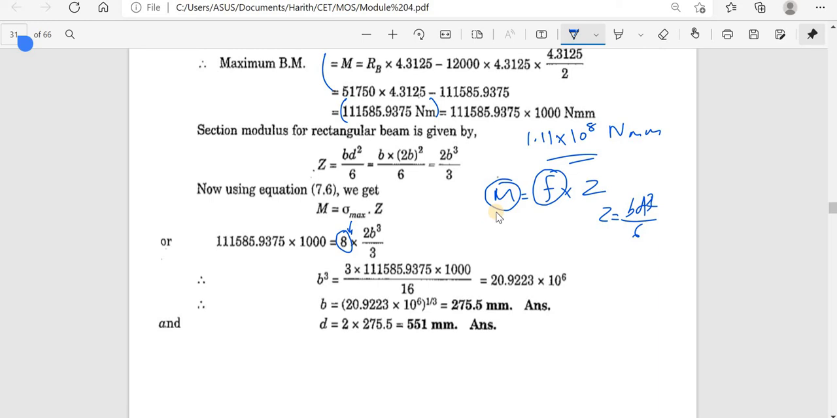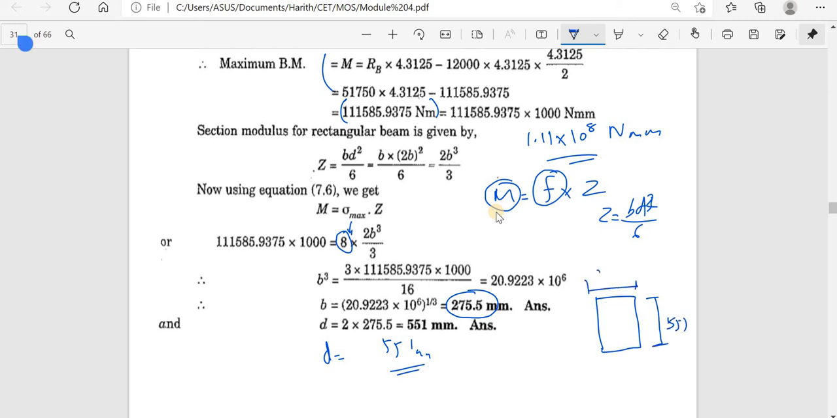I am getting b cube as 20.923 into 10 raised to 6. Taking the cube root, it will be 275. And d will be 2 times that, which is 551 mm. So by this way we have found the dimensions of the beam. Our beam has a depth of 551 mm and a width of 275.5 mm. With this dimension, the beam will be safe to carry the load.